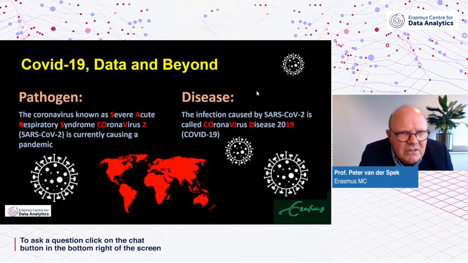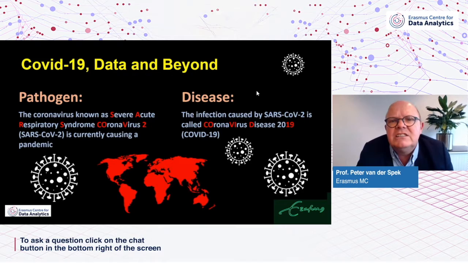The pathogen is indicated, as you see on the left, with an abbreviation, and it stands for Severe Acute Respiratory Syndrome Coronavirus Type 2. There have previously been other types of coronaviruses, and this one is indicated in this way. And the disease it's causing is indicated as COVID-19.